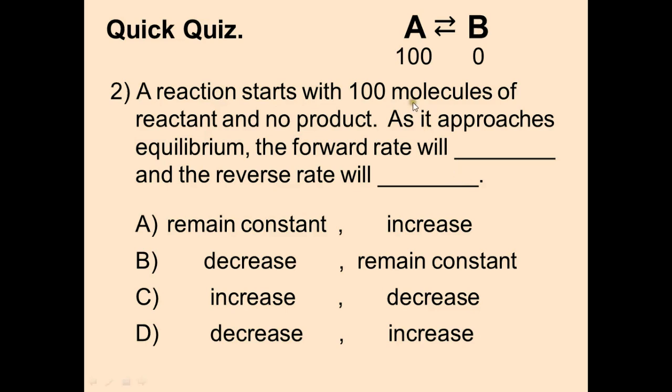So this is question 2. A reaction starts with 100 molecules of reactants. So A is the reactants, and no product, so B is 0. As it approaches equilibrium, the forward rate will blank and the reverse rate will blank. So we have 100 of reactants, sorry, reactants. And as we want to reach equilibrium, they have to remain constant.